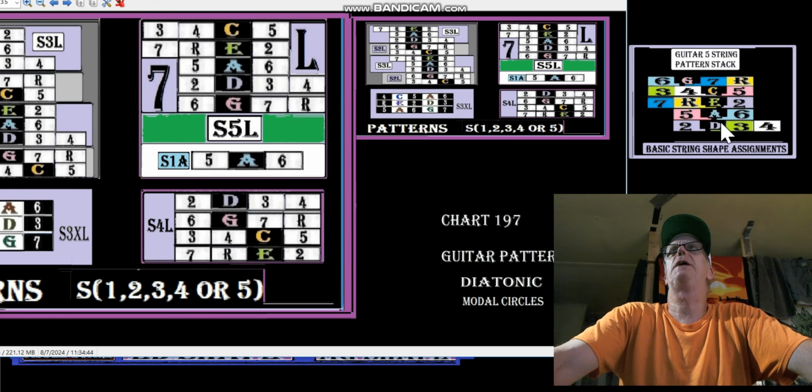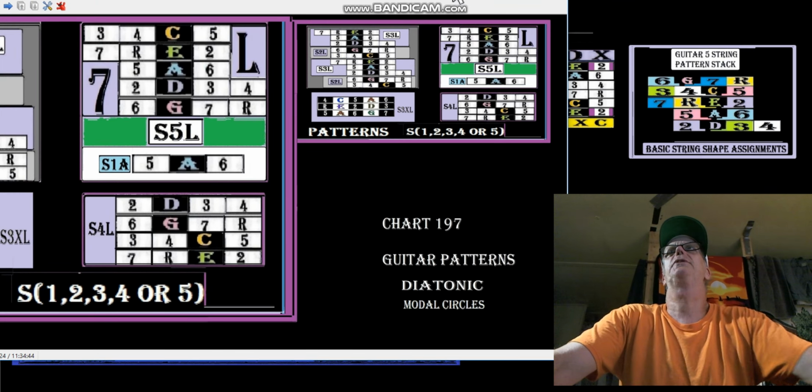Basic string shape assignments: D is 2 3 4, A is 5 6, E is 7 root 2, C is 3 4 5, and G is 6 7 root. And yeah, as you go along the fretboard, that's what you got.